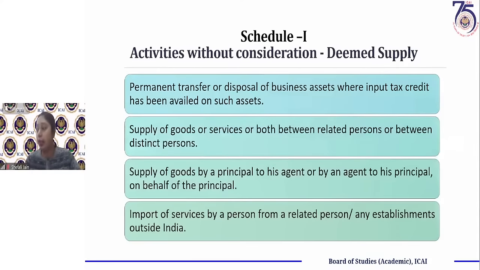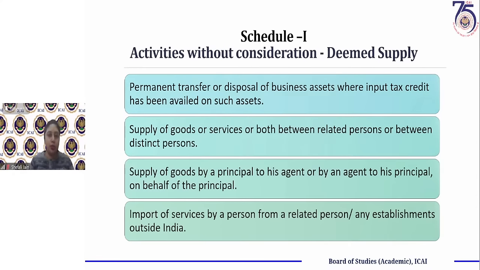Then we come to Schedule 1. Schedule 1 covers activities without consideration that are deemed supply. Schedule 1 provides the exception to the second test of consideration. Even if there is no consideration in these four cases, we can assume that yes, there is supply. But whatever conditions are given in these four clauses have to be fulfilled. So today we'll try to cover at least two clauses so that we are left with only the other two paras.